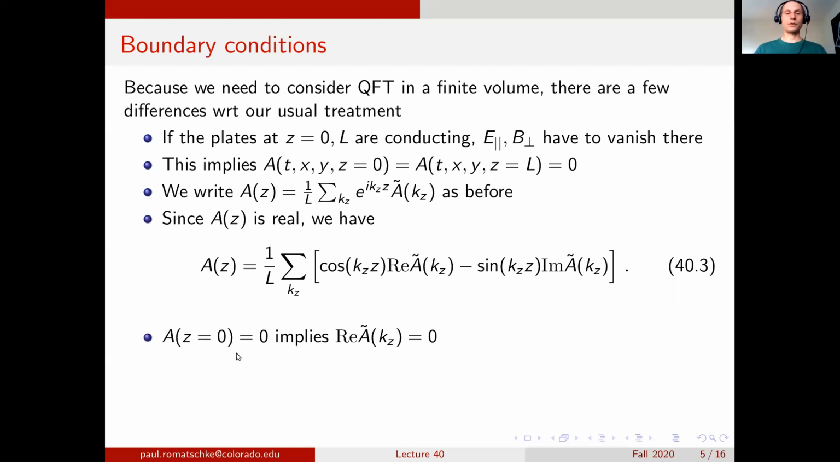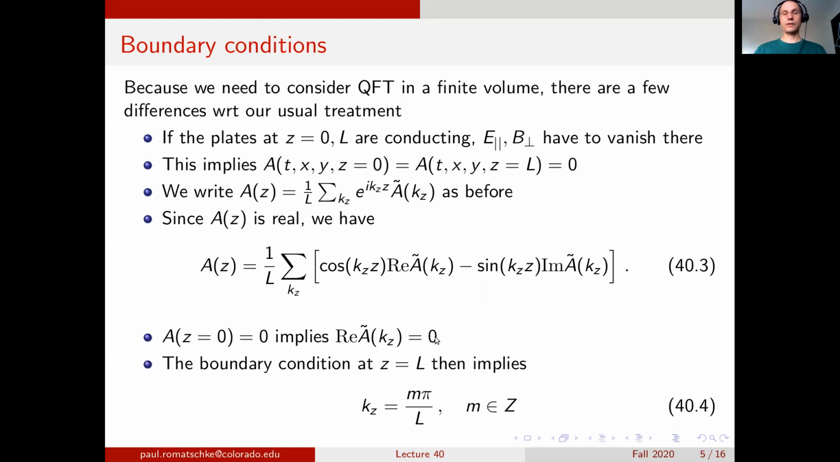If we now use one of these boundary conditions, namely that the gauge field at Z0 has to vanish, we plug this in on the right-hand side, we find that the sine vanishes at Z0, the cosine at Z0 is just 1, and we find that A of 0 equal to 0 can only be accomplished if the real part of the Fourier components A tilde identically vanish. So there's one boundary condition.